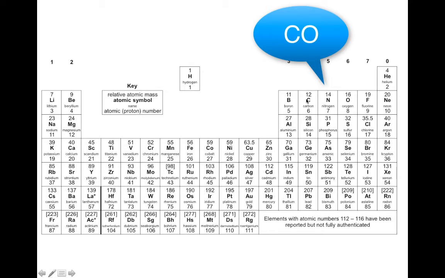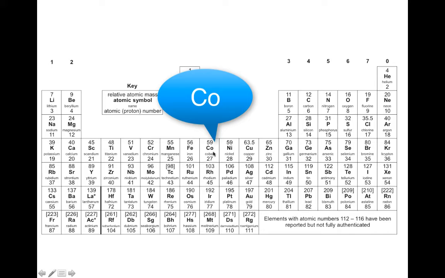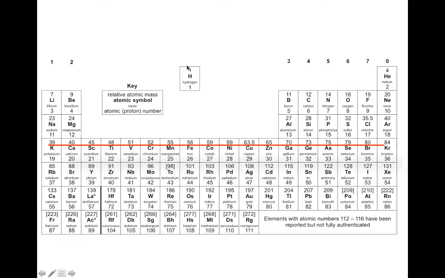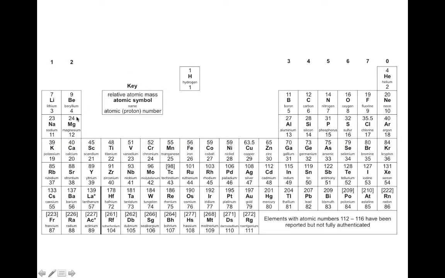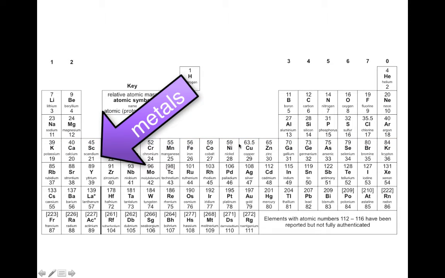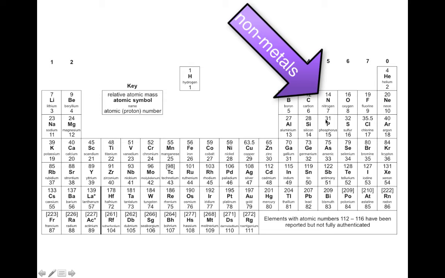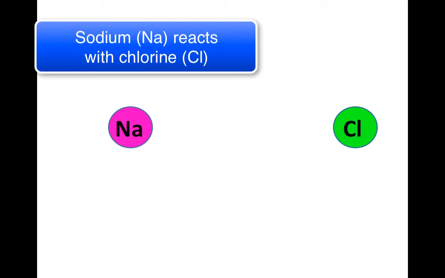So if you've got C and then an O and they're both capital letters, that means you've got carbon and oxygen. Whereas if you have C and then a lowercase o, then you know you've got cobalt. And the number along the top in this periodic table is the relative atomic mass. And again, we'll talk a little bit more about that in a minute. Over this side of the periodic table we have the metals, and over on the right hand side we have the non-metals.